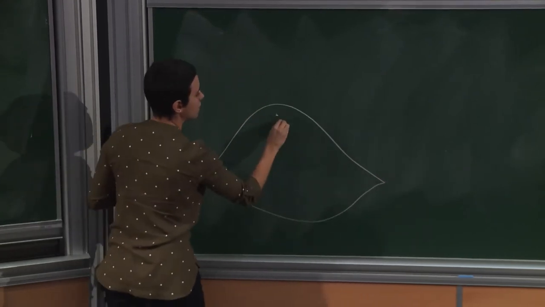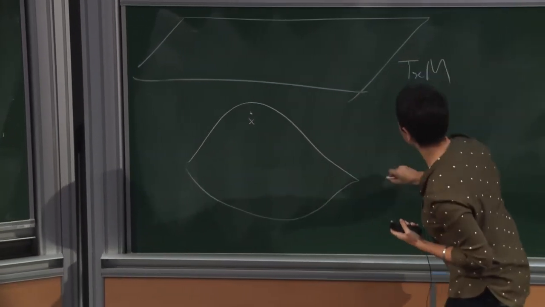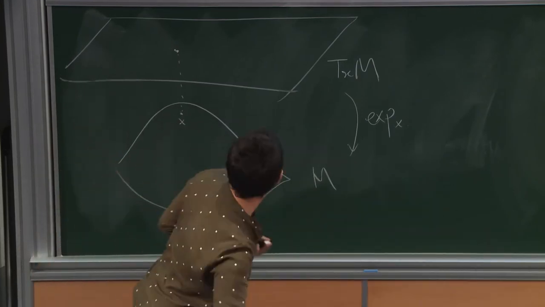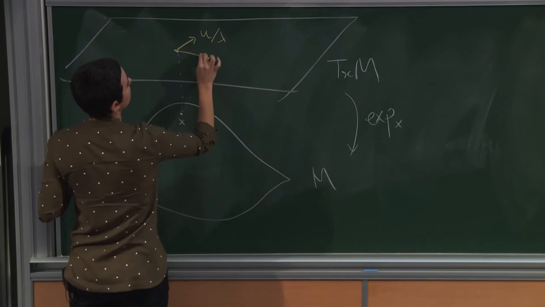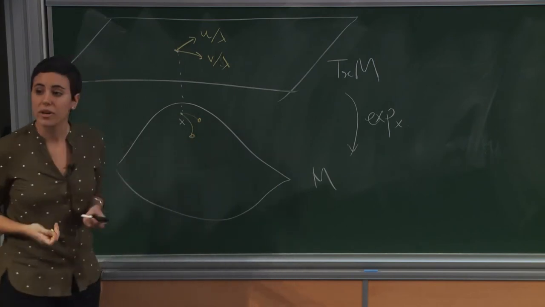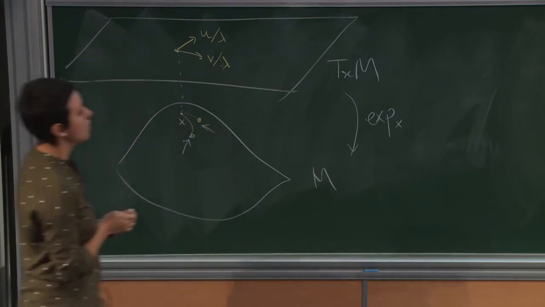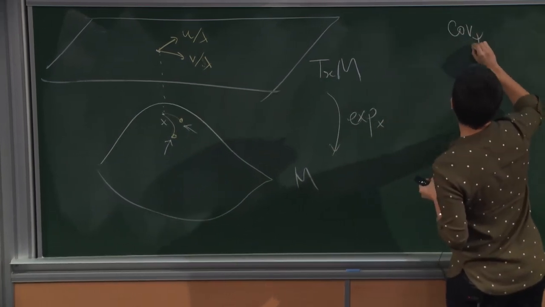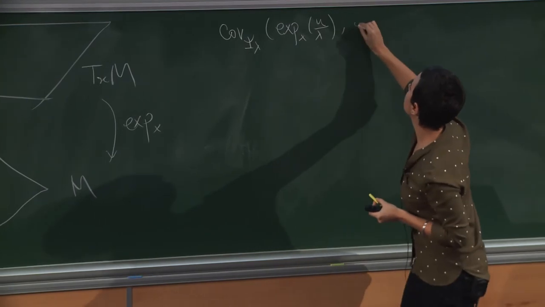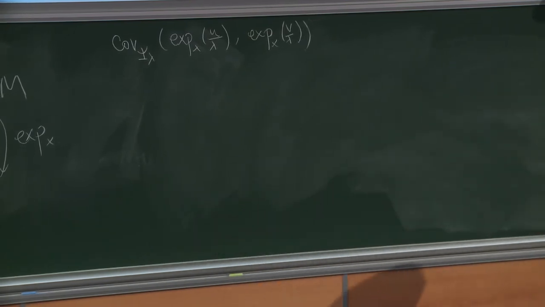So if this is your manifold, and this is a point x that you fix on the manifold, we identify it with its tangent space via the exponential map. What we need to do is to work with vectors here of the form u over lambda, v over lambda, and map them here via the exponential map. So I need to be able to evaluate my two-point correlation function at these points, 1 over lambda close to a fixed point x. So what we really need to control is the two-point correlation function evaluated at the image of u over lambda and the image of v over lambda. This is the quantity that I need to control as lambda goes to infinity.